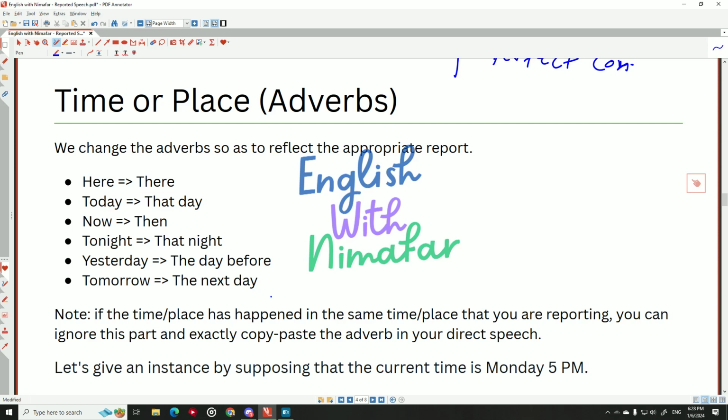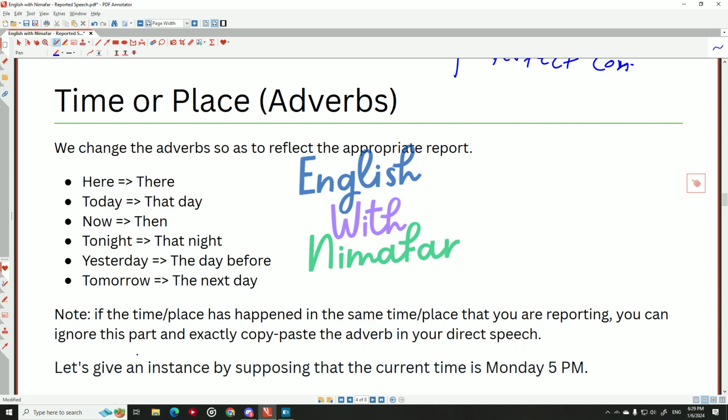And you can say right now, right then. Tonight, we say that night, because it's actually over. Yesterday, the day before. Tomorrow, the next day. But this is the question that someone new to this school asked me.